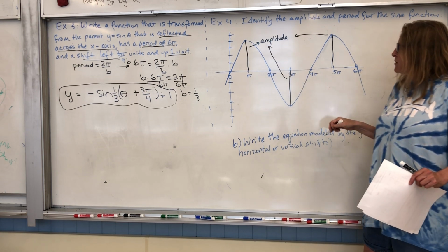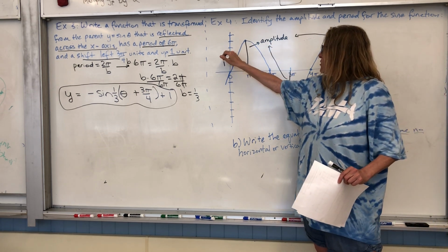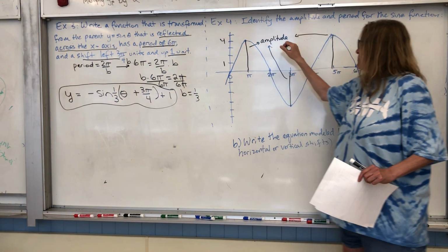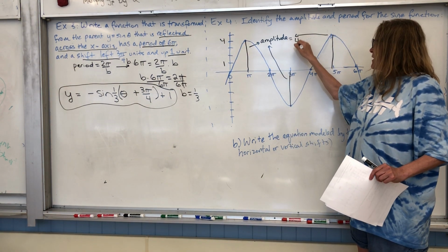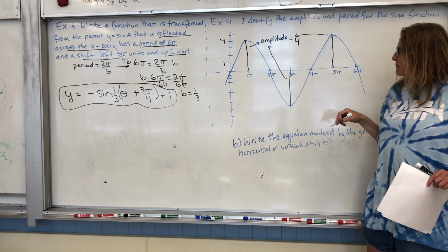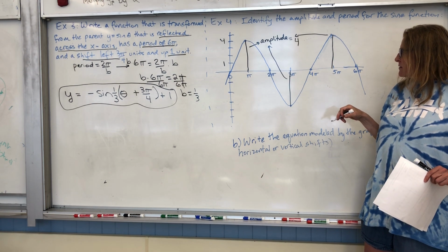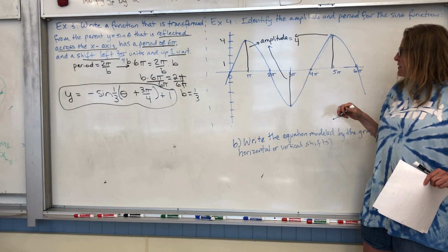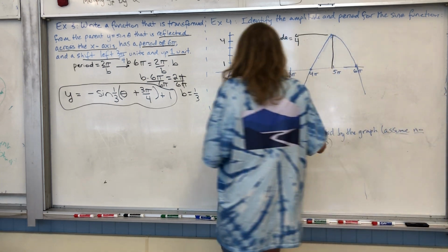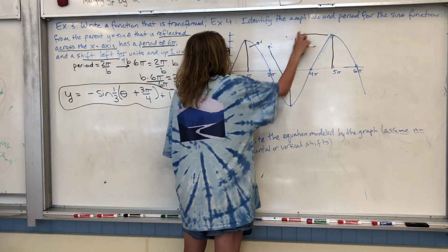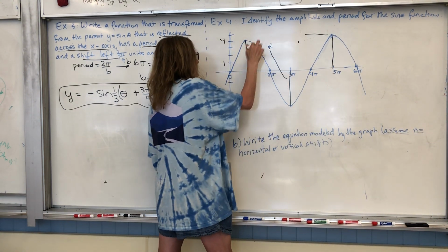So what is the amplitude? Well, this is 1, 2, 3, 4. So it looks like my amplitude equals 4 here. Okay, so the amplitude equals 4. Actually, I probably should write it over here. Sorry. Here's my amplitude.